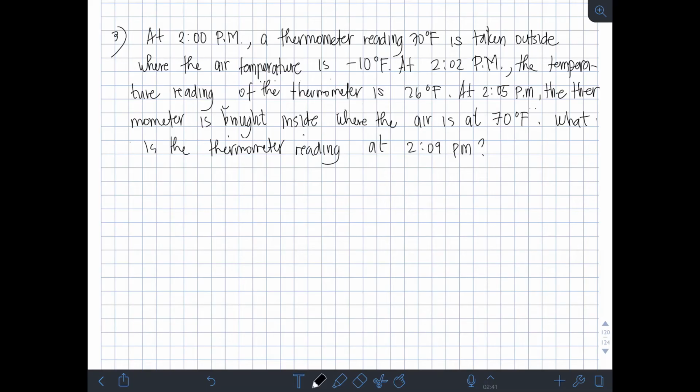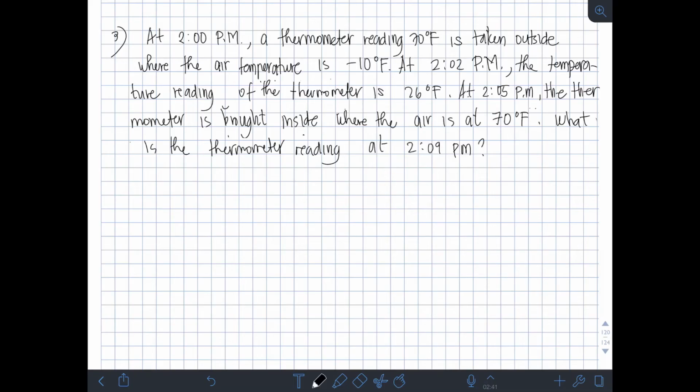Okay? Next, we have at 2 p.m., a thermometer reading 70 degrees Fahrenheit is taken outside where the air temperature is negative 10 degrees Fahrenheit. At 2:02 p.m., the temperature reading of the thermometer is 26 degrees Fahrenheit. At 2:05 p.m., the thermometer is brought inside where the air is at 70 degrees Fahrenheit. What is the thermometer reading at 2:09 p.m.?